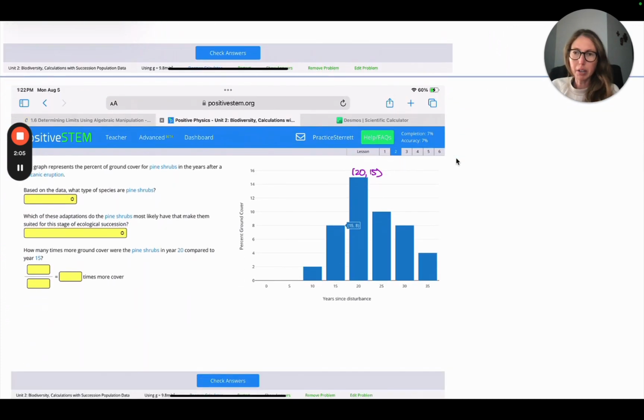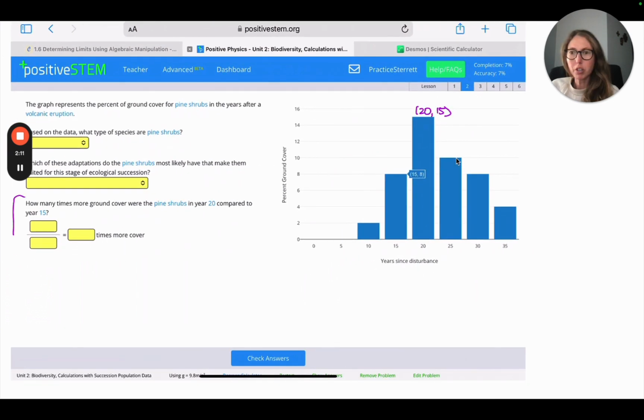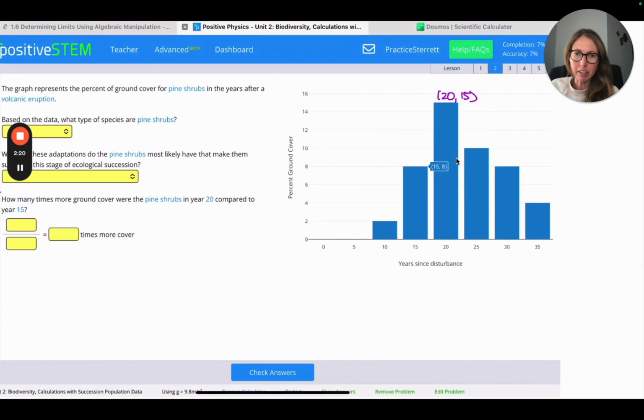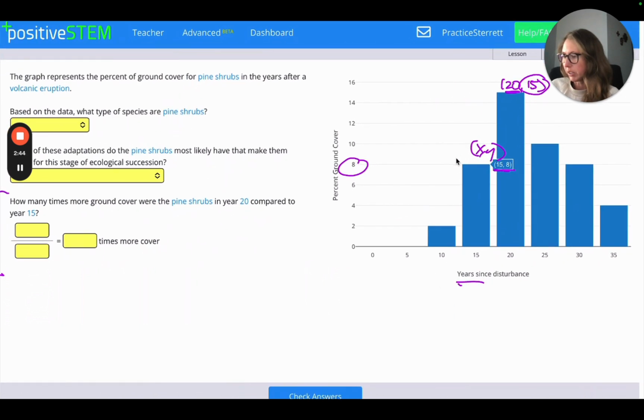So now we kind of have thought about what that succession means, and now I'm looking at the data, and it says how many times more ground cover were the pine shrubs in year 20 compared to year 15. So we're going to use this data on the graph. When you hover over the point on the graph, you'll see this little number come up. Or if you're on a touch screen, you could click on it. So 15, 8 means that the X is 15 and the Y is 8. So 15 years since the disturbance is a percent ground cover of 8%. And then at year 20, it's 15%. So we're going to use those two numbers to compare how many more are in year 20 than year 15.